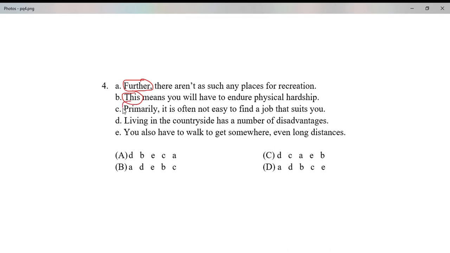Primarily, it is often not easy. This could come in the beginning, until we look at D. Primarily, it is often not easy to find a job that suits you. D says living in the countryside has a number of disadvantages. A number of disadvantages, so it's going to, in some way, list or order the disadvantages. So I would think that primarily would go after this: a number of disadvantages and then primarily. So this is a great candidate right now for an introductory topic sentence.